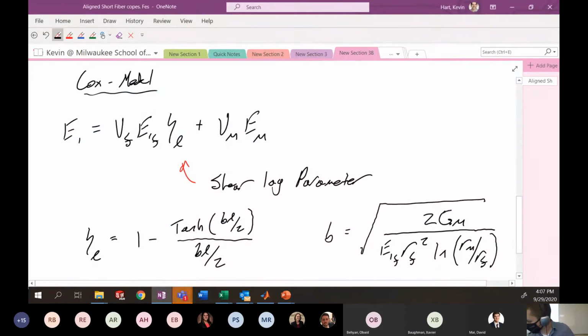2G sub M, where GM is the shear modulus of the matrix. So I defined all these terms last time.